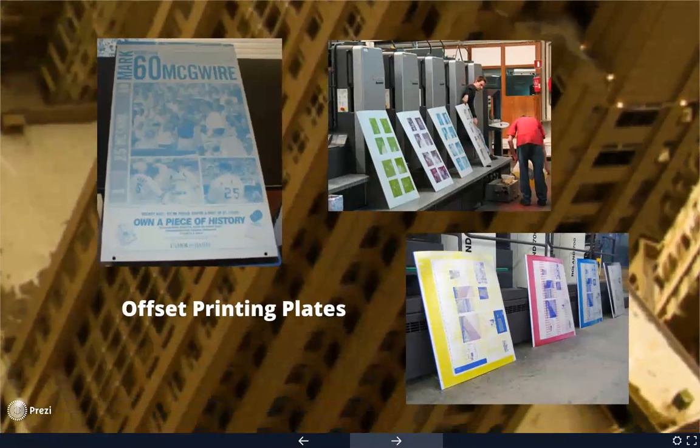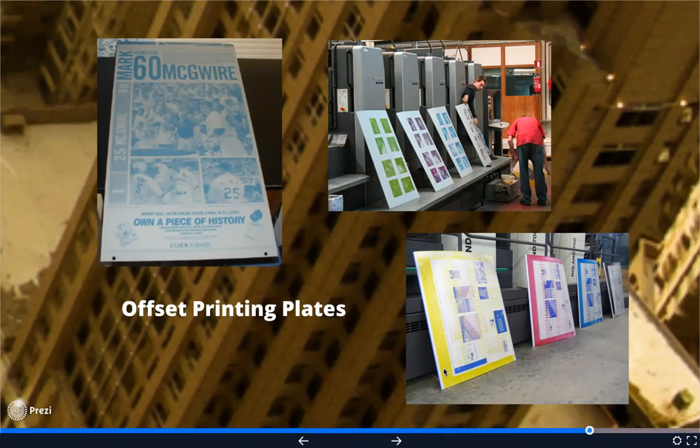These are what offset printing plates look like. These are relatively newer, more current ones. Actually, these are not the plates. This is a plate right here. But these pictures over here are press checks, color separation press checks. So this is showing you everything that's going to be on cyan, magenta, yellow, and black.